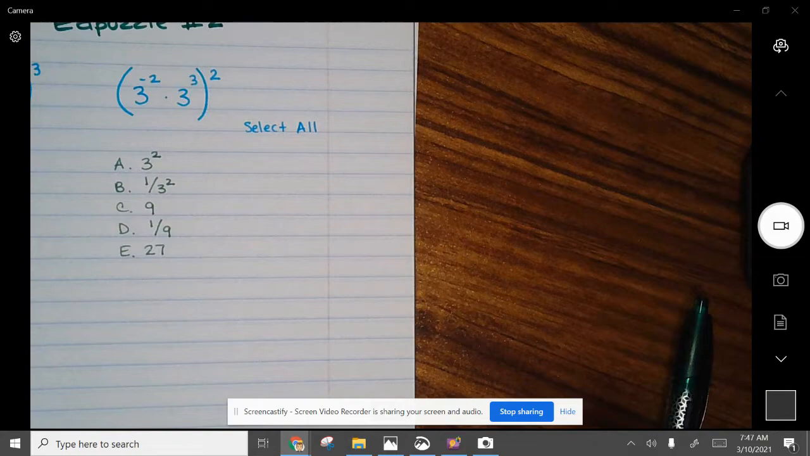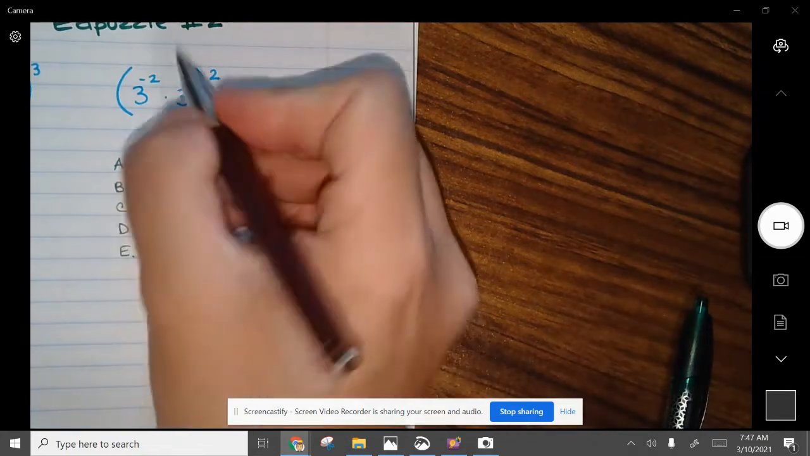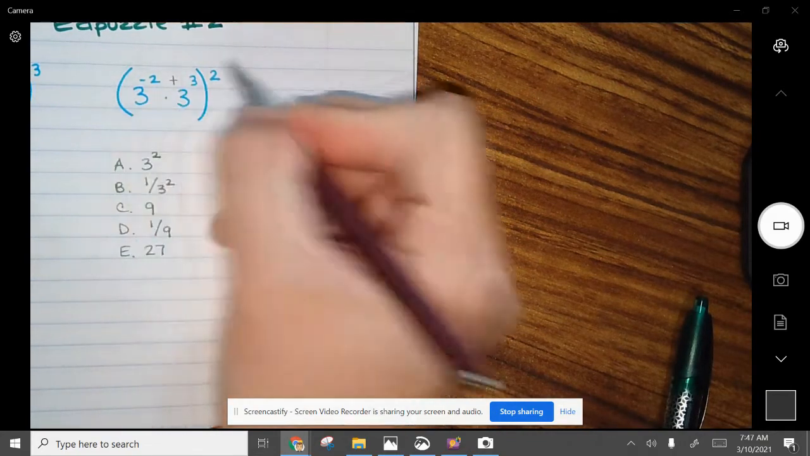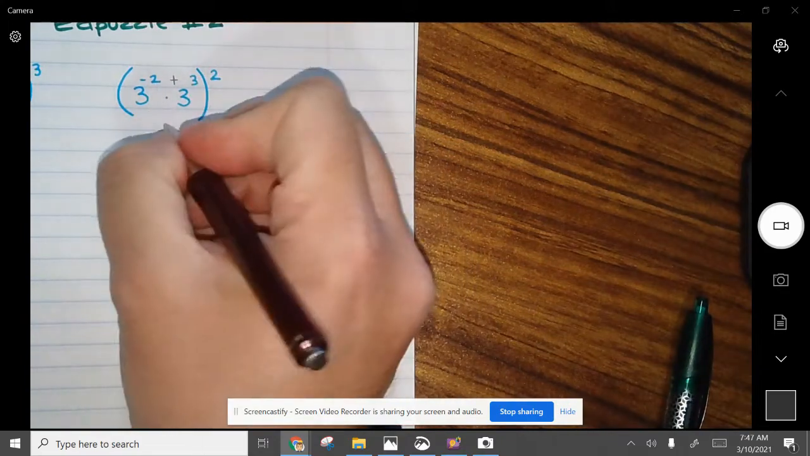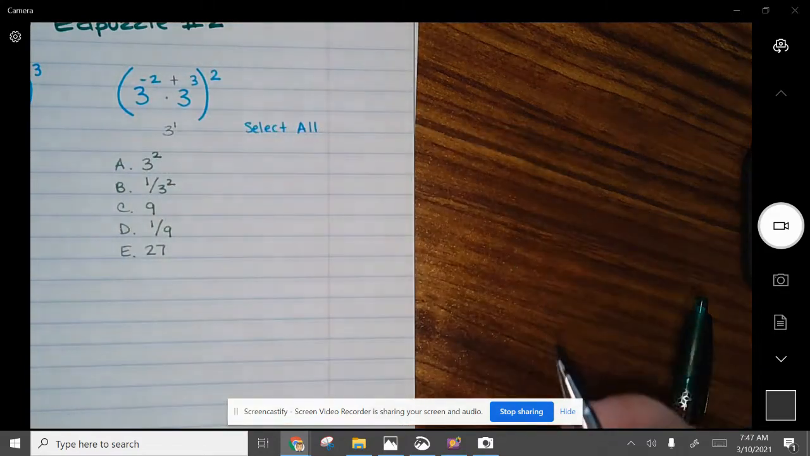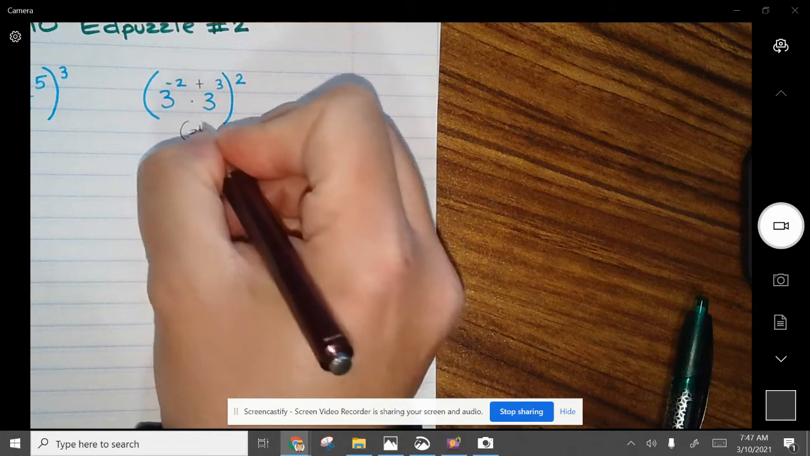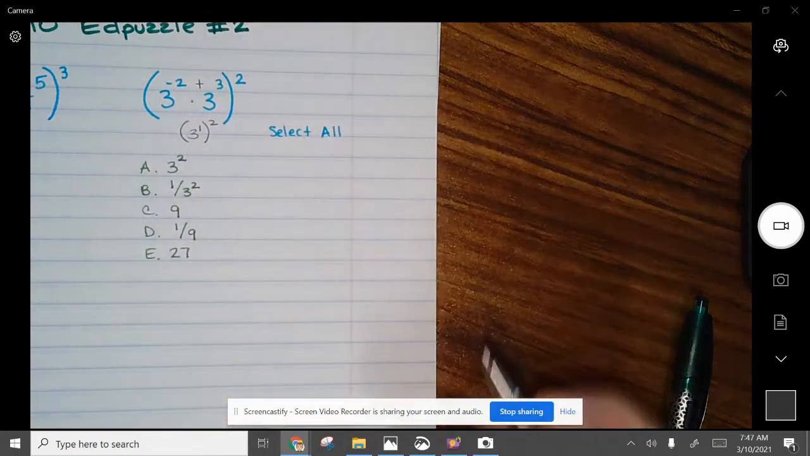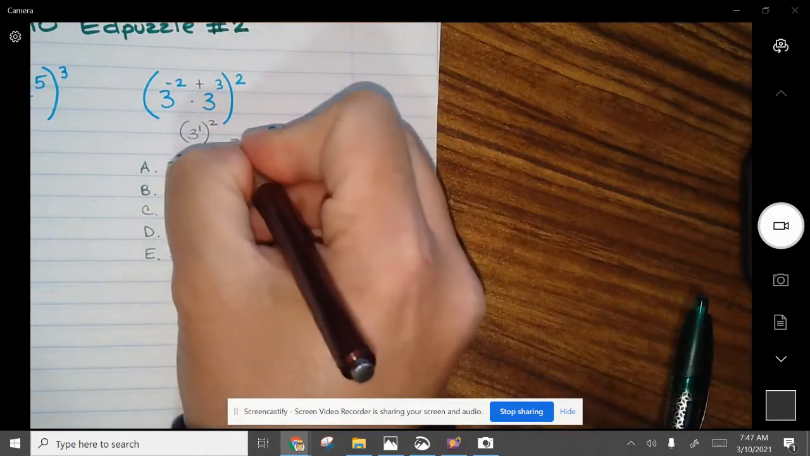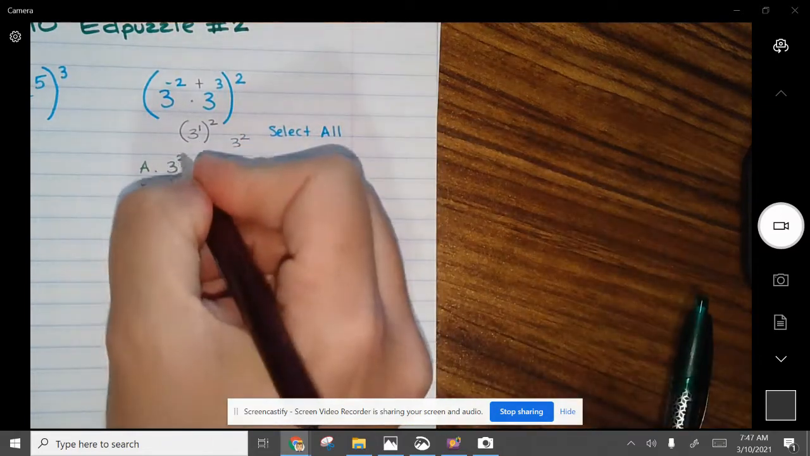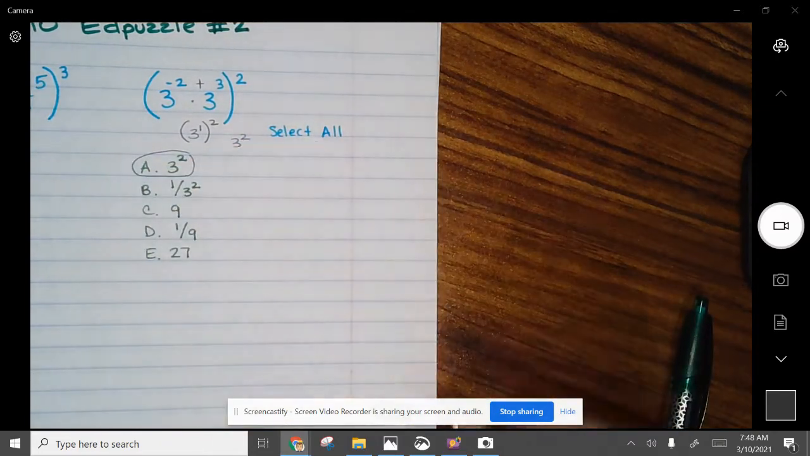So if we're going to deal with this, we're going to deal with the middle first. Remember, we're going to add negative 2 and positive 3. That's just going to be 3 to the 1st. What about the 2 on the outside? Well, you're going to get 3 squared. Okay? So there's an answer. Am I done?